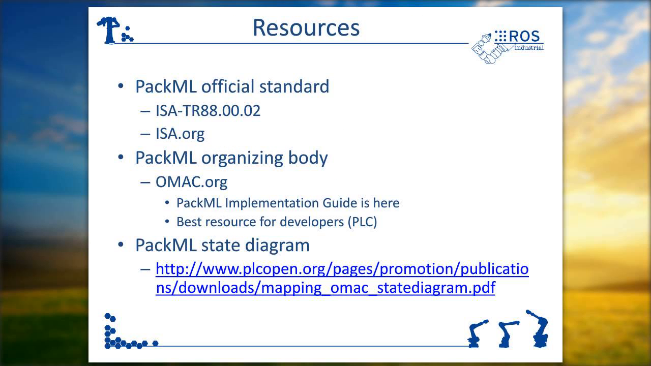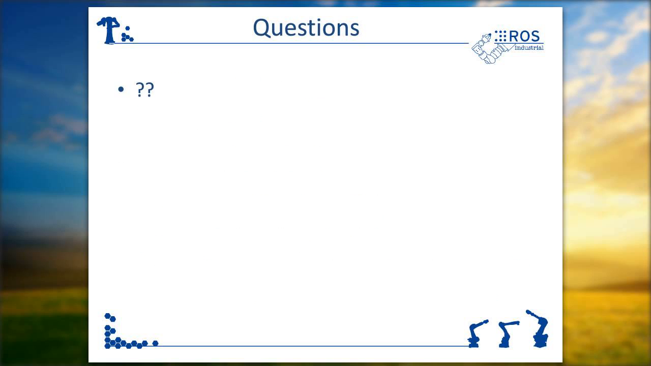Here are some resources I wanted everybody to be able to look at. The PackML standard, isa.org. The organizing body is OMAC. Handy things. The state diagram that I'm showing is, I think, in this really nice PDF document that you can download. So we're at the beginning, and we're starting to figure out a way to architect this and make it work for ROS-Industrial so that we can leverage it in our factories. That's where I am. Any questions or concerns?